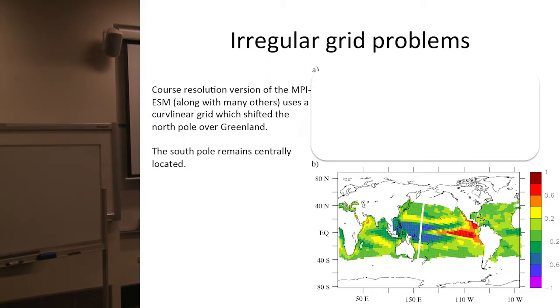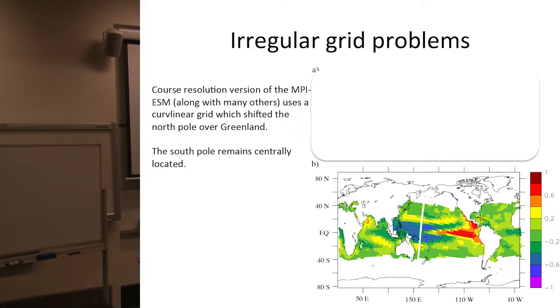What's the one criterion that we know for a Kelvin wave that we needed to do to get the solution? Maybe this will help. This is a plot of 20 degree isotherm depth correlated with sea surface temperature in the NINO 3 region. So basically this is a Rossby wave pair and a Kelvin wave signal.